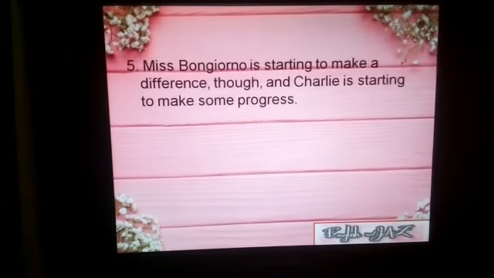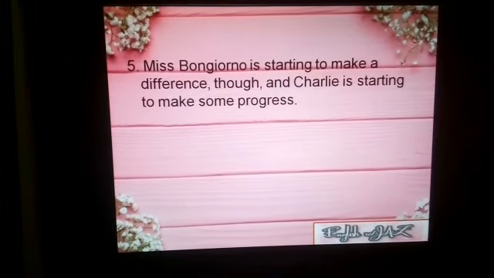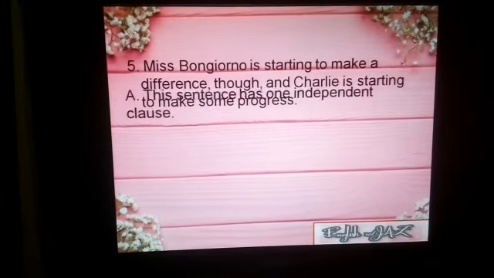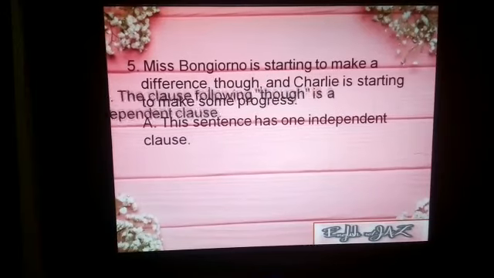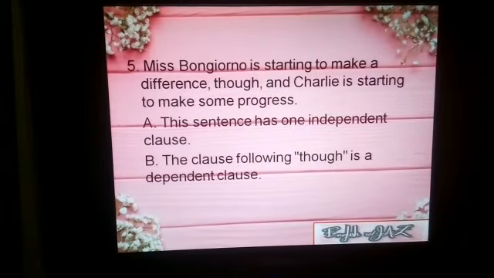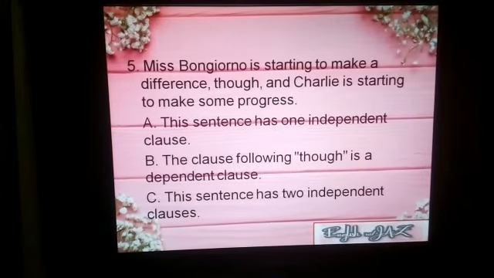For number 5, Miss Bonggiorno is starting to make a difference, though, and Charlie is starting to make some progress. Letter A, the sentence has one independent clause. Letter B, the clause following though is a dependent clause. Or letter C, the sentence has two independent clauses.